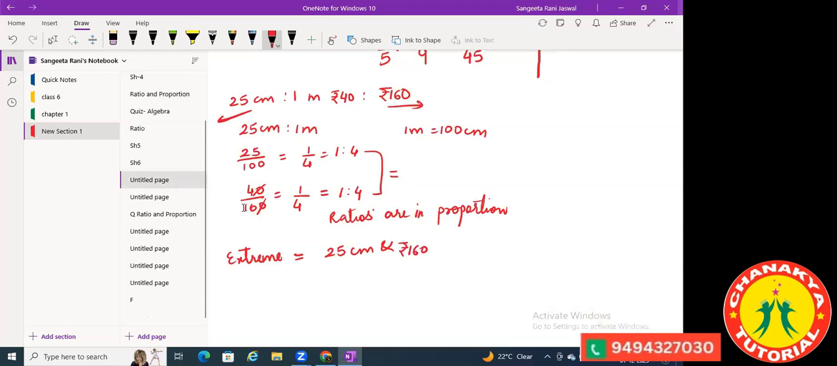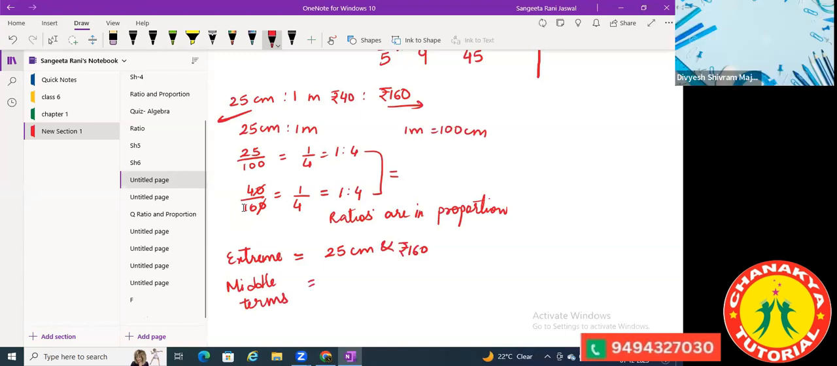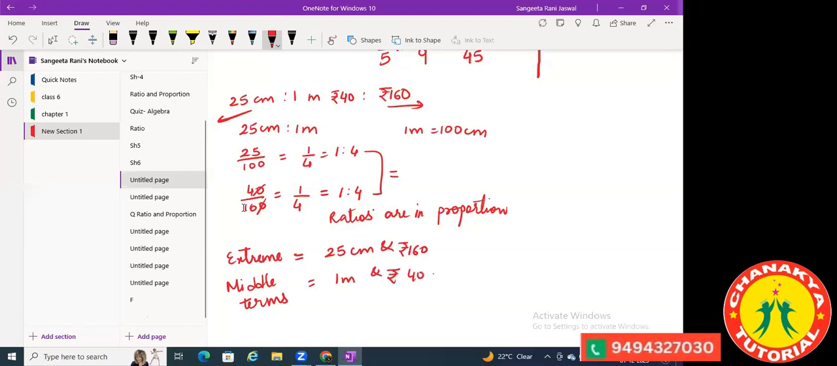And middle terms, we can also say mean terms, are 1 meter and 40 rupees. Meter and 40 rupees. Okay.